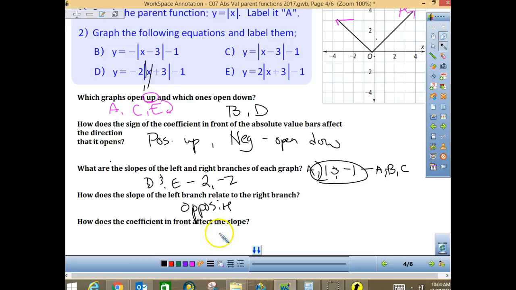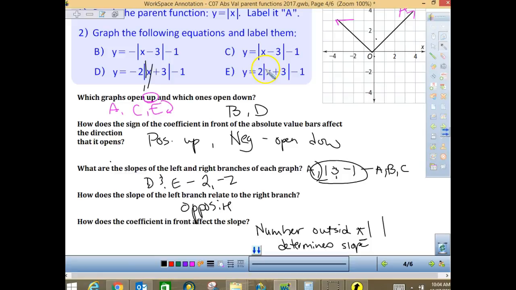It says, how does the coefficient affect the slope? That coefficient, or that number in front, is what determines our slope, right? The number outside, that's called our coefficient, outside multiplied by the absolute value, that number that's outside that's multiplied by the absolute value, determines our slope. It's either going to compress it, like these did, of -2 and 2, or it's going to expand it out when you have 1/4 or 1/2 or 0.2, or as we are looking at that, okay?